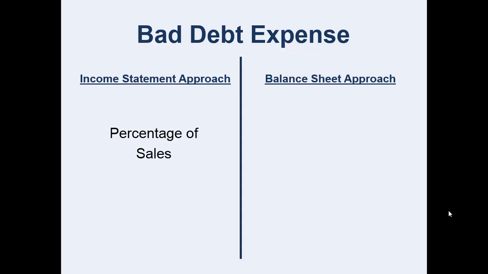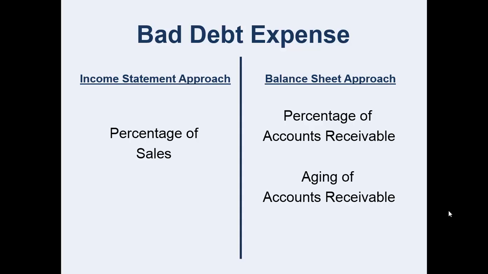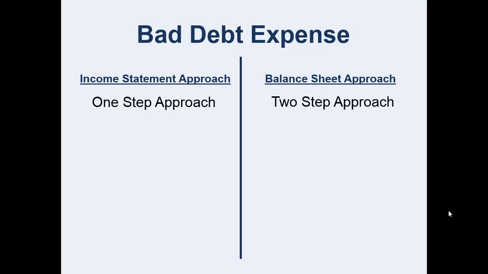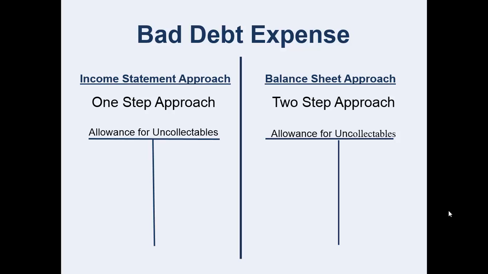With the income statement approach, it's simply a percentage of sales, and it's a very easy calculation. With the balance sheet approach, it can be the percentage of accounts receivable, or what's thought to be more accurate is the aging of accounts receivable, because the older or more delinquent your customer accounts get, the less probability they will ever pay you. Income statement approach, it is an easy one-step approach. Balance sheet, you can think of this as a two-step approach because you kind of have to back into it, as opposed to the one step and you're done.